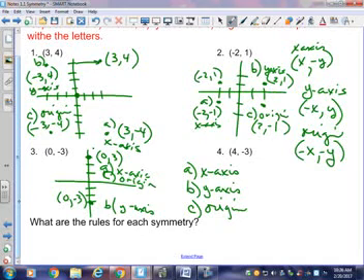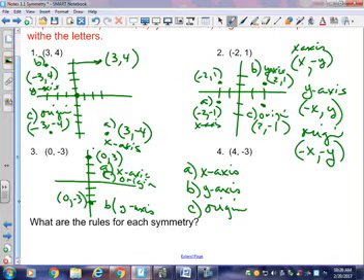See, the x-axis is the equation y equals 0. That's why y changes. Just same thing with this one. The equation of the y-axis is x equals 0. If you flip over x equals 0, I'd expect to change my x. And then, of course, this one just changes both because you're rotating.